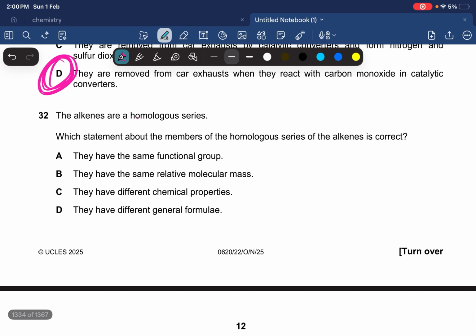Which alkenes are a homologous series? The alkenes are a homologous series. Which statement about the members of the homologous series is correct? They have the same functional group. Yeah, that's correct.